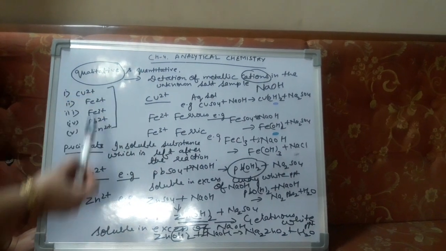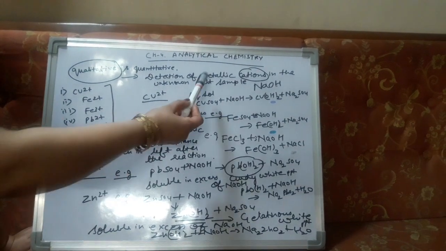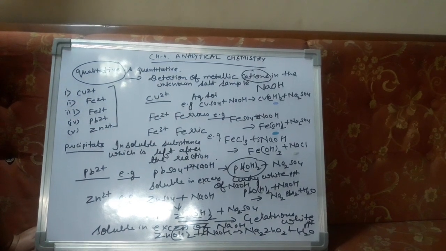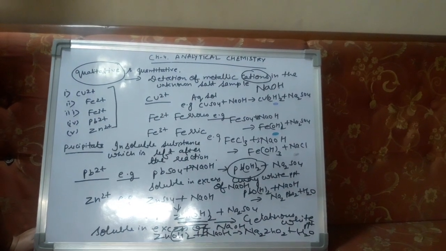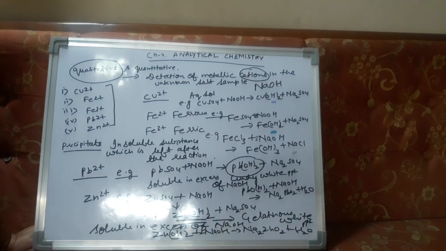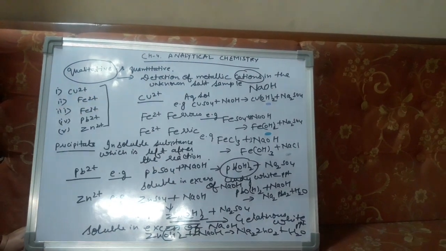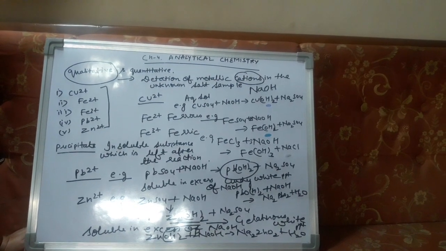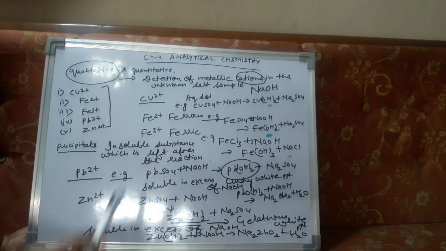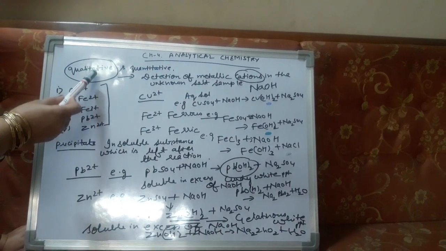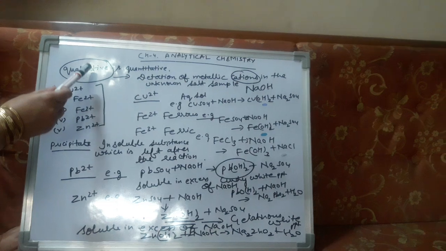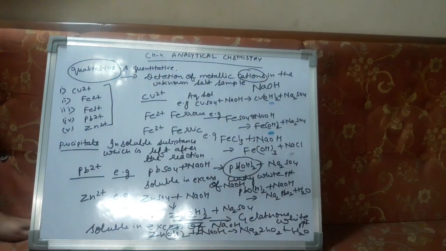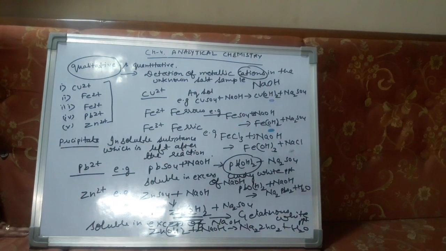Now, qualitative analysis deals with the detection of metallic cations, which are also known as basic radicals, in the unknown salt sample, or detection of non-metallic anions, which are known as acidic radicals. And quantitative analysis is related to finding out the percentage of the element present in a particular salt sample. So in your syllabus it is only qualitative analysis, so we will focus on this. And in qualitative analysis also, it is only about the detection of metallic cations in the unknown salt sample.